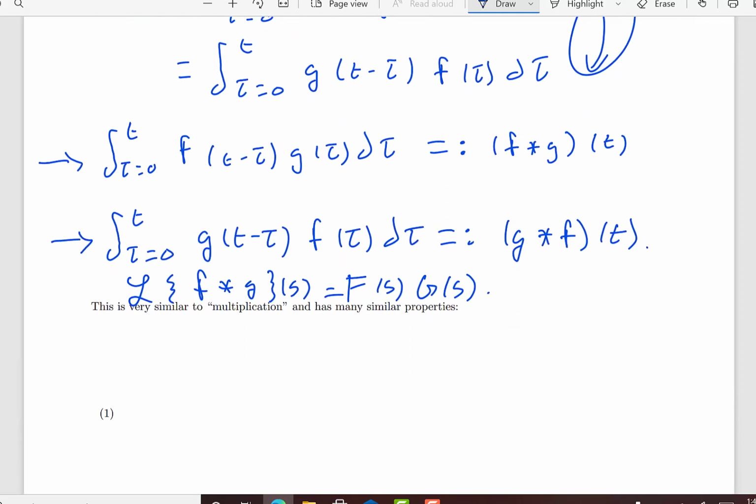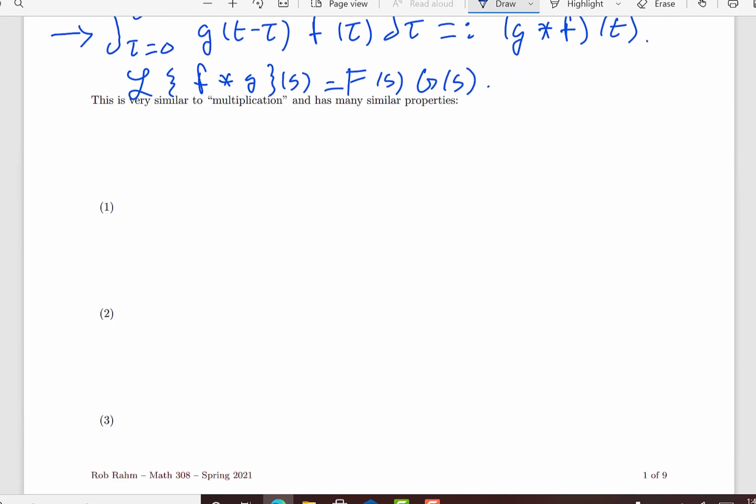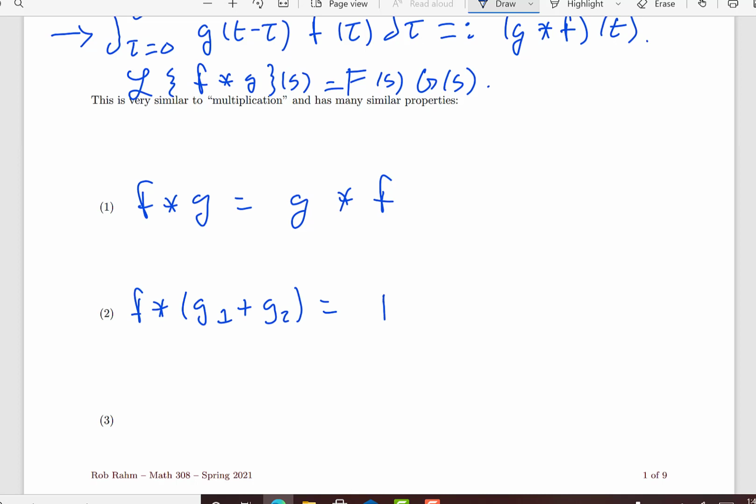Now convolution, as I said, is very similar to multiplication, and it has some similar properties. I will prove these properties in either the next video or the video after this. The first property is one we've already stated, that f star g is equal to g star f. Sometimes I might say f star g, sometimes I might say f convolved with g. It all means the same thing. So there's a sort of commutativity. There's also a distributive property: f convolved with g1 plus g2 is equal to f convolved with g1 plus f convolved with g2.